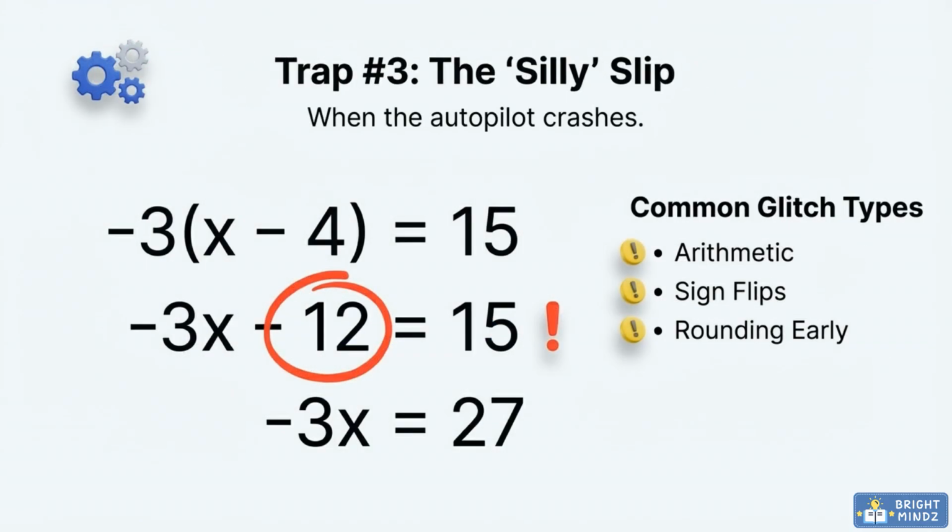Here's a classic silly slip. You know how to solve the equation, but your brain goes on autopilot and drops a minus sign, so everything after that is wrong. These glitches are usually tiny: an arithmetic slip, a sign flip, rounding too early. You don't fix this with harder math. You fix it with slow, 1 second checks at each step, especially when you write a new line of working.